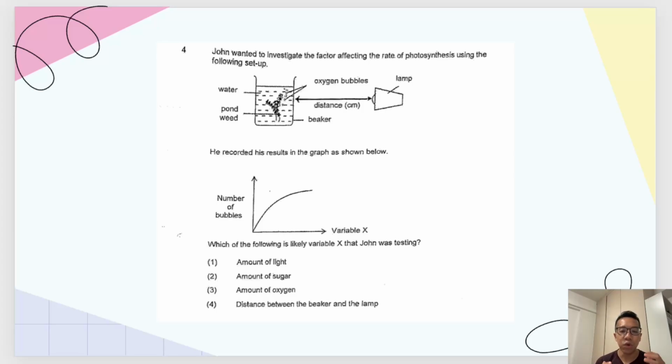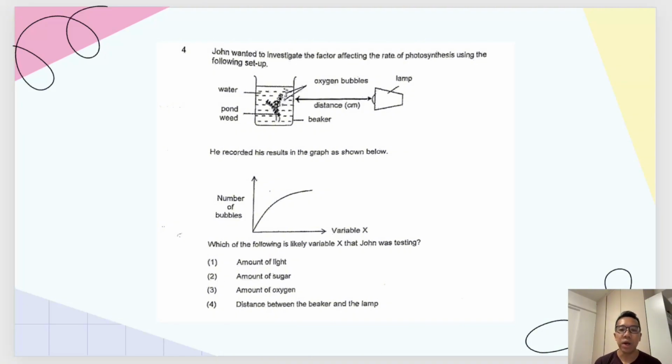If you were to take a look at the options available, option 2 and 3 are immediately out. Why? Because amount of sugar and amount of oxygen are not necessary for photosynthesis. Again, for photosynthesis to occur, you need to have carbon dioxide, a plant, and you need to have a source of light. Option number 4 is also not the right answer.